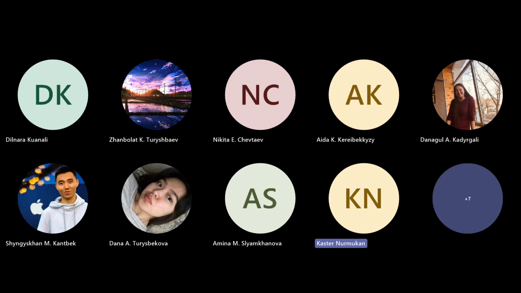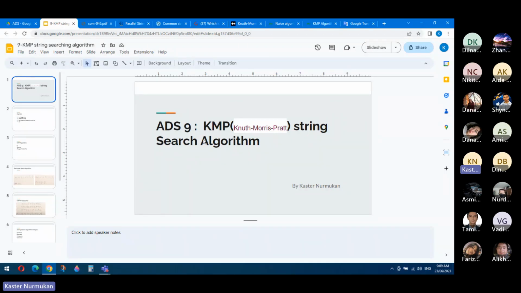KMP. It's a string matching algorithm. I just want to quickly introduce the problem, the string searching algorithm. Actually, we already used one of them, called the Rabin-Karp algorithm. It applies to string matching, but it is actually using a hash function.